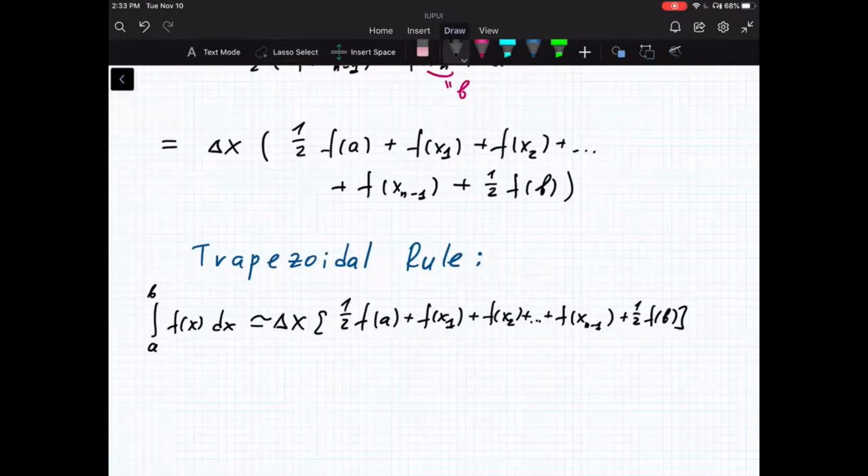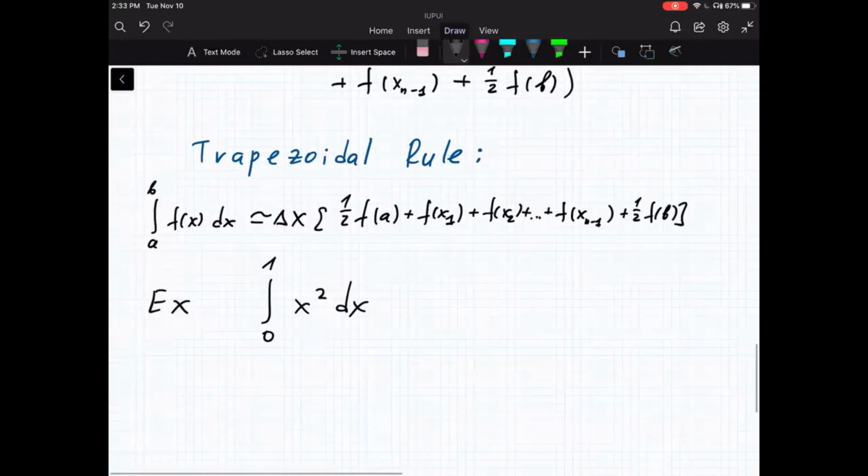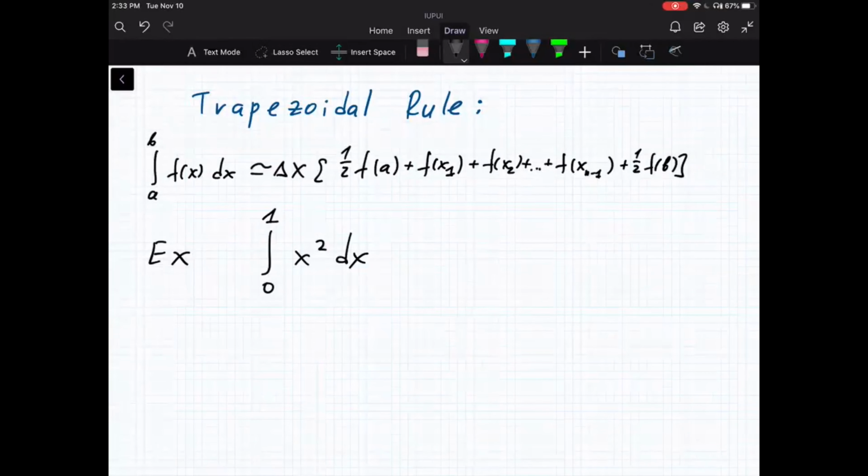And let's do a simple example. Use the trapezoidal rule when n equals 4 to find the approximate value of the following integral, from 0 to 1, x squared dx. So what should we do? n equals 4, trapezoidal rule.